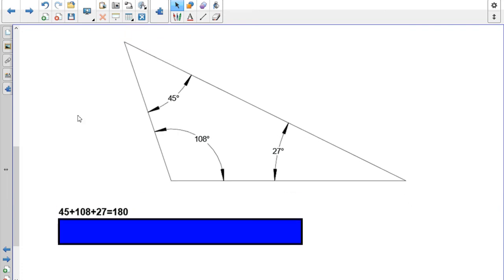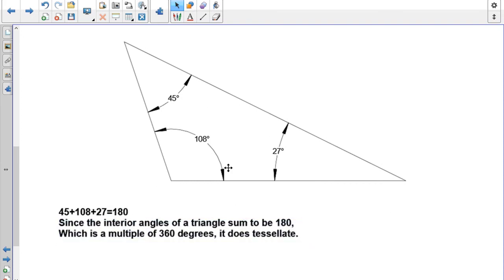Now, to determine if it tessellates, it's got to be a multiple of 180. So since the interior angles here add up to a multiple of 180, it's the first one, right? This is written wrong. It should be a multiple of 180, not 360. So just ignore that for a second. This was written wrong. It should be 180.